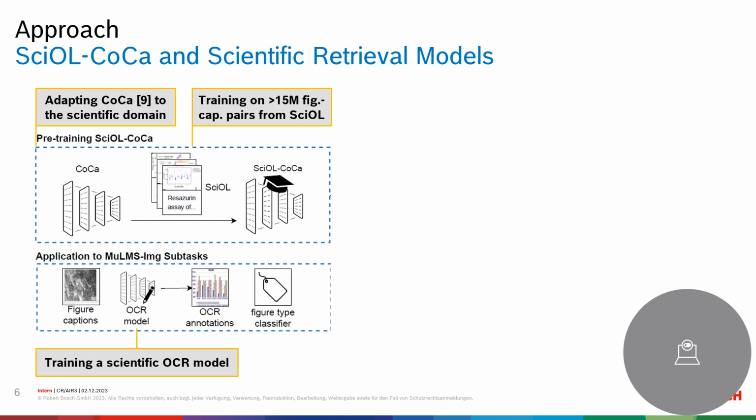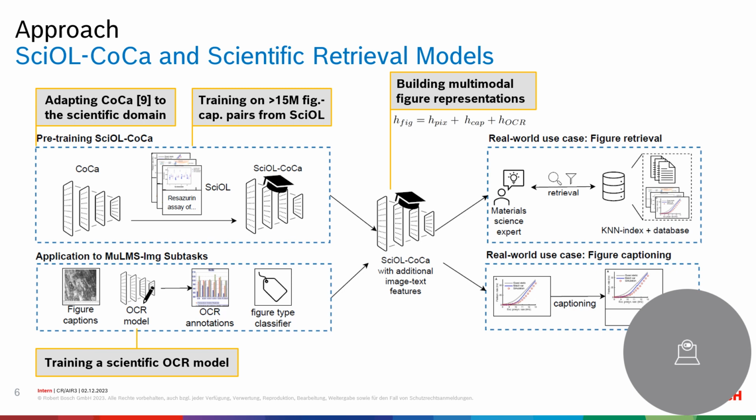Therefore, we use the text annotations from MuLMS-Img to fine-tune a scientific OCR model. This allows us to explicitly extract text from the image and use it as additional feature for the figure representations. We embed both the OCR text as well as the caption with SciOL COCA and aggregate them together with the pixel-based representation into a joint multimodal figure representation.